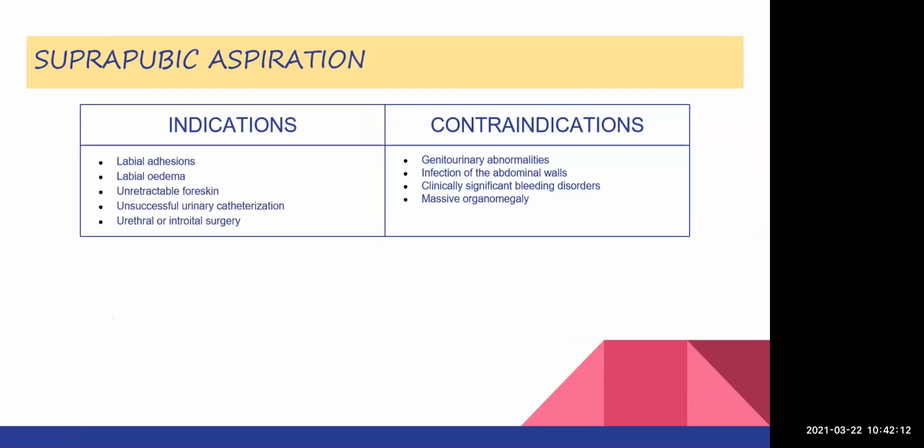Okay. So next we have suprapubic aspiration. Indications include labial adhesions, labial edema, unretractable foreskin, unsuccessful urinary catheterization, urethral or infrarectal surgery. Contraindications include genitourinary abnormalities, infection of the abdominal walls, clinically significant bleeding disorders, or massive organomegaly.